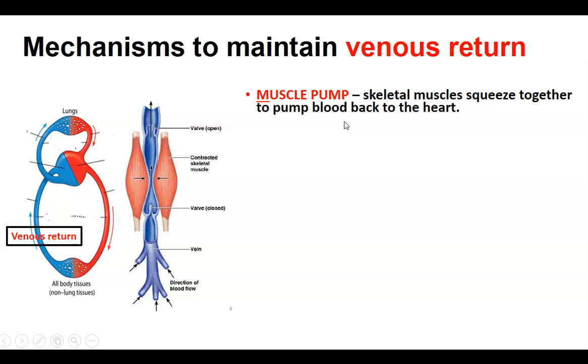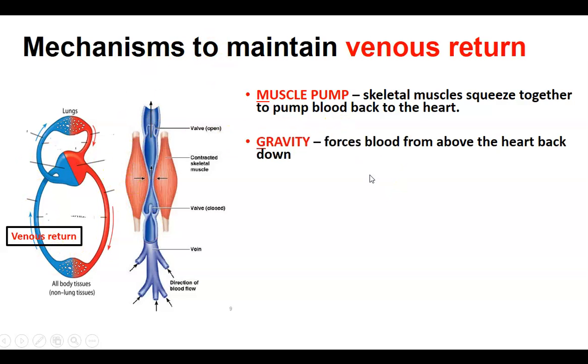Okay, so first way, something called the muscle pump. Muscle pump refers to skeletal muscles, the muscles we studied at the start of the muscular system, squeezing together to pump the blood back to the heart. For example, you might think of the rectus femoris, the biceps femoris, squeezing together. They squeeze in here, as you can see, and push the blood back up this way, okay? That's our first one. Next one is gravity.